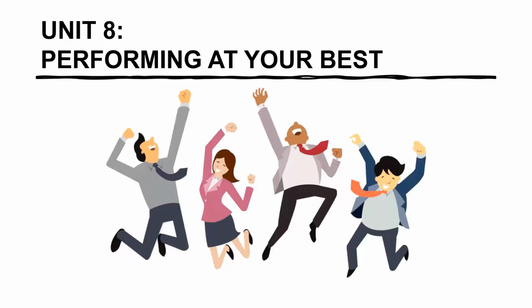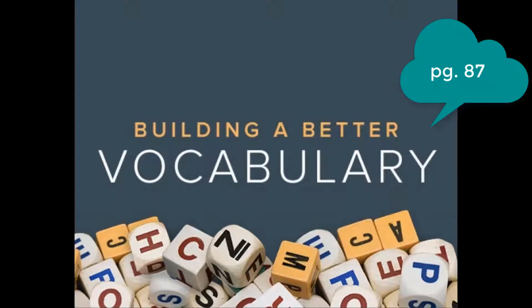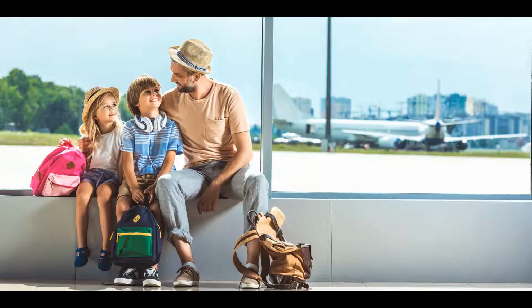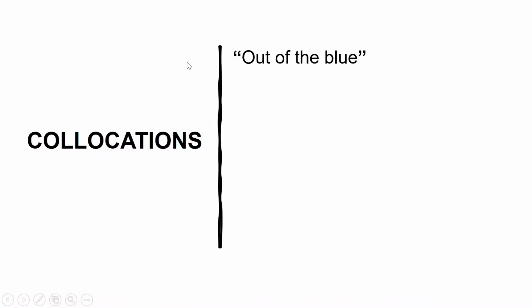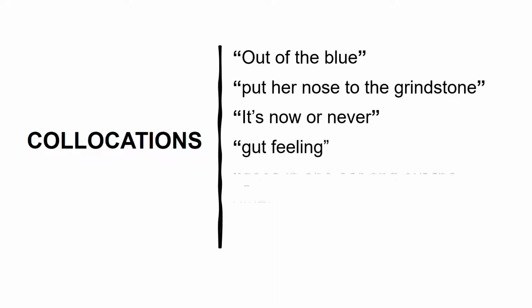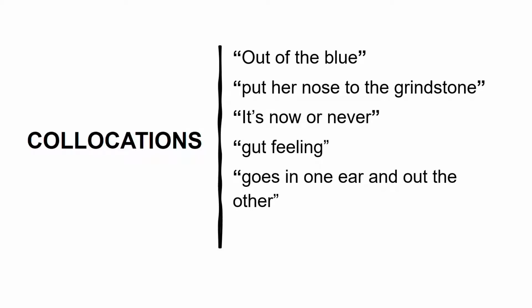In Unit 8, called Performing at Your Best, you will learn about emotional intelligence, standard intelligence, and what is the difference between a genius and an intelligent person. In page 87, you need to memorize the following collocations or idioms in order to express concern about a family member, such as out of the blue, put her nose to the grindstone, it's now or never, gut feeling, goes in one ear and out the other, I can't help it.